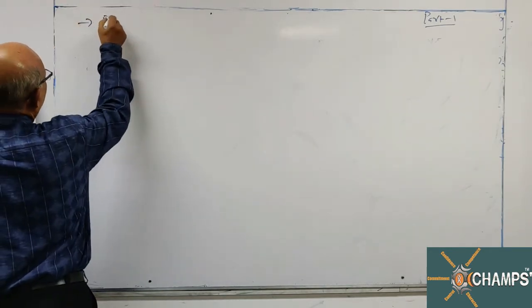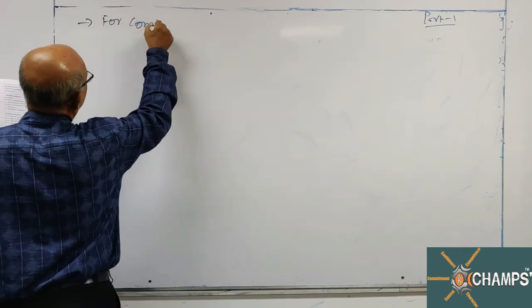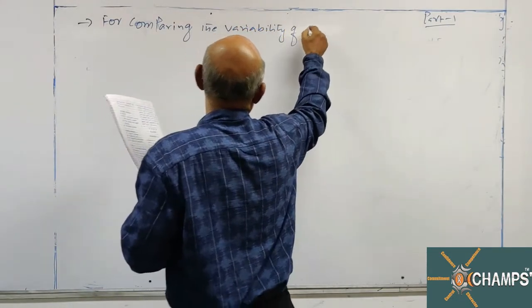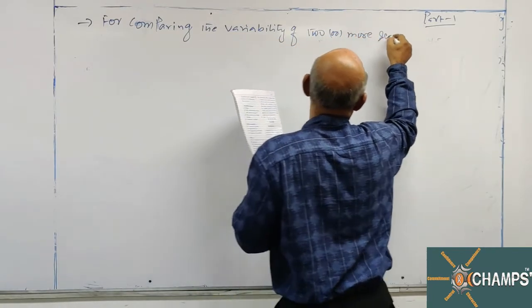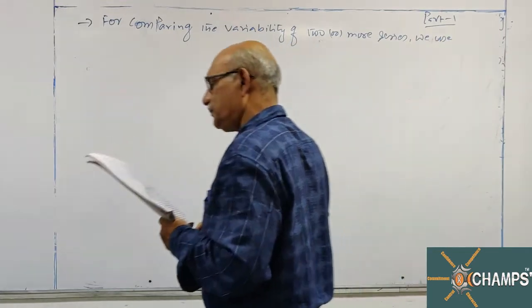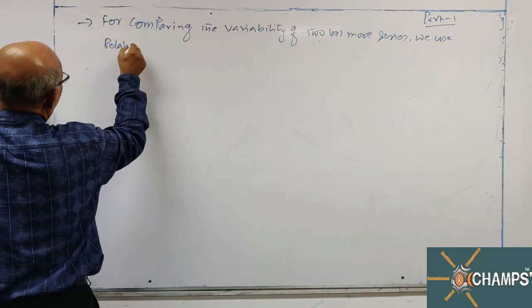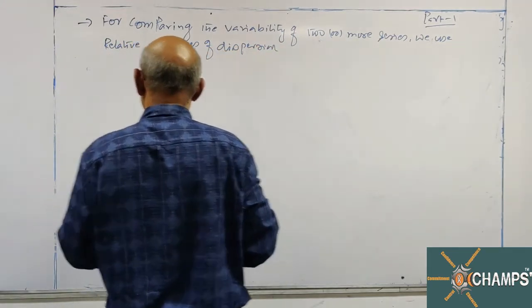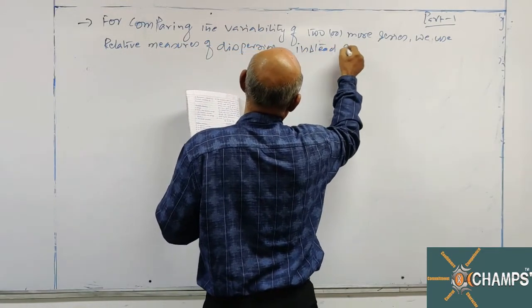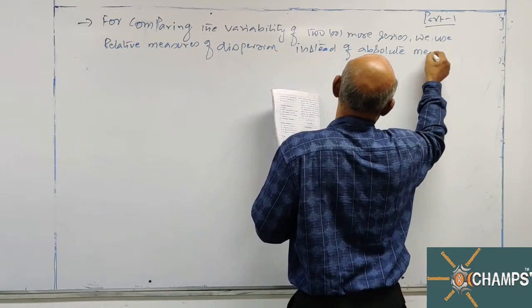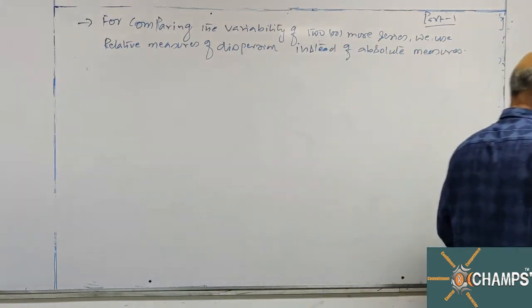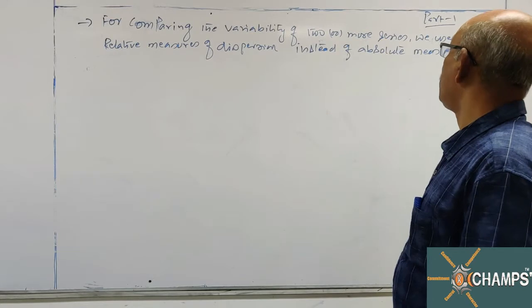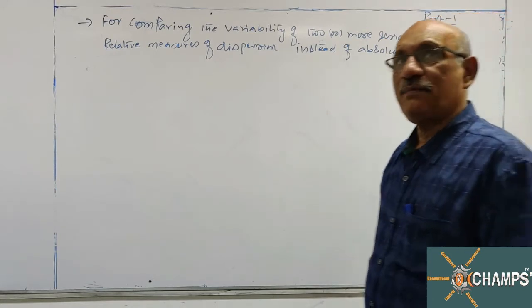For comparing the variability of two or more series, we use relative measures of dispersion instead of absolute measures.